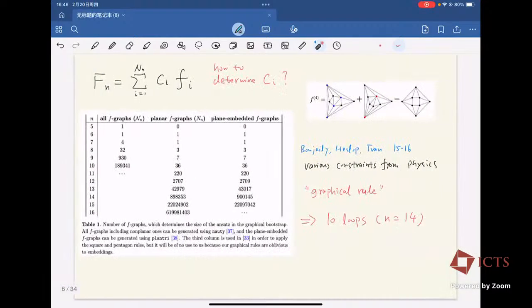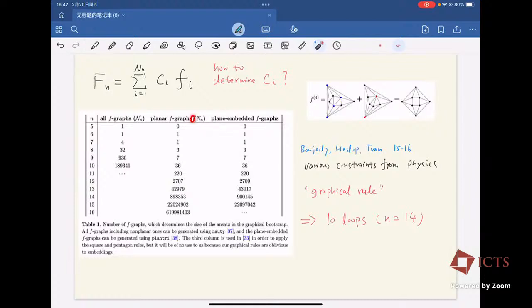But starting at 4 loops, there's something interesting. So actually, you can generate all these F graphs. If you don't care about planarity, it's this number. We've done it up to 10 points. But then if you consider planar F graphs, you can also consider more detail with plane embedding. So there are slightly more plane embedding F graphs than planar F graphs, because some F graphs at very high points, starting at 12 points, have different plane embedding.